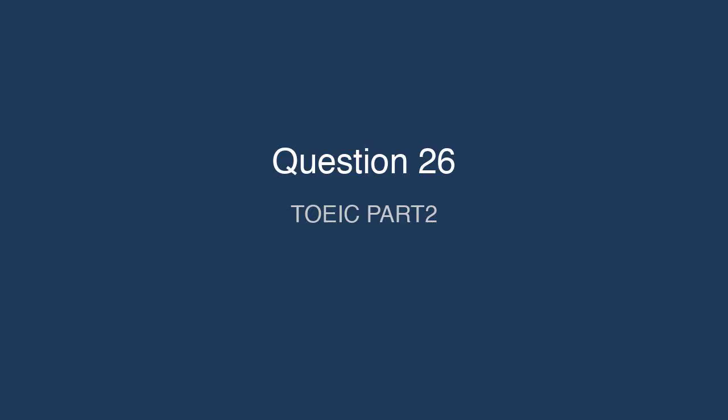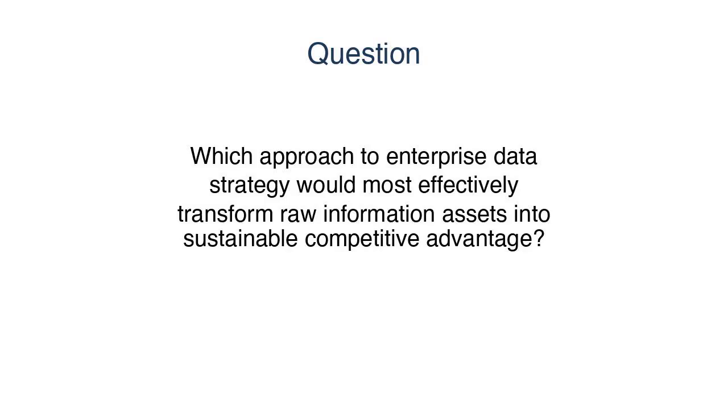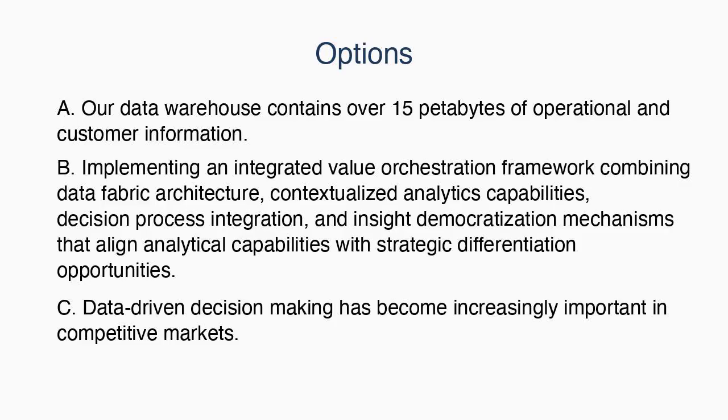Question 26. Which approach to enterprise data strategy would most effectively transform raw information assets into sustainable competitive advantage? Here are your options. A. Our data warehouse contains over 15 petabytes of operational and customer information. B. Implementing an integrated value orchestration framework combining data fabric architecture, contextualized analytics capabilities, decision process integration, and insight democratization mechanisms that align analytical capabilities with strategic differentiation opportunities. C. Data-driven decision-making has become increasingly important in competitive markets.